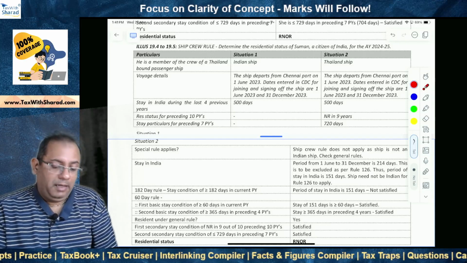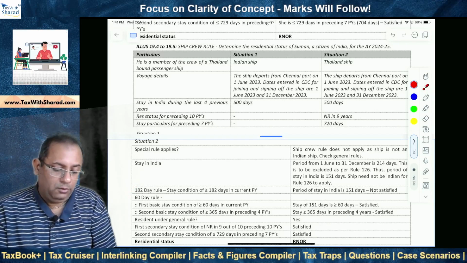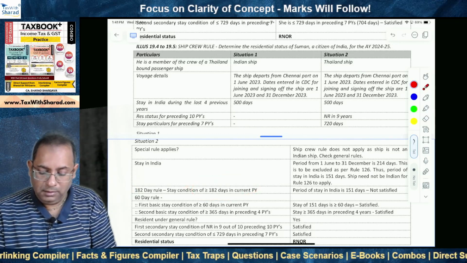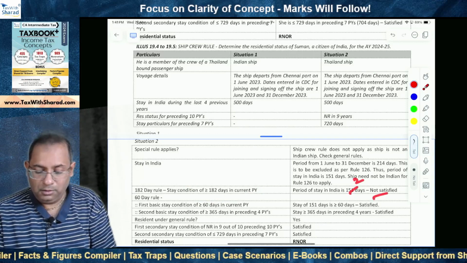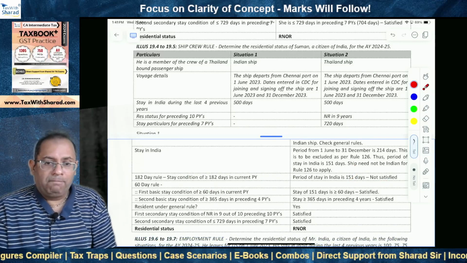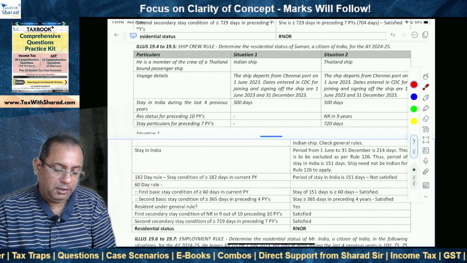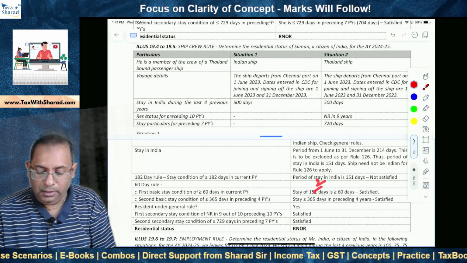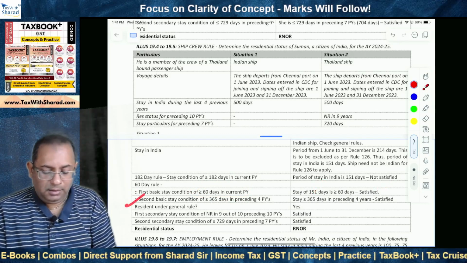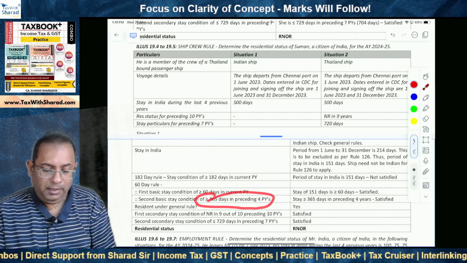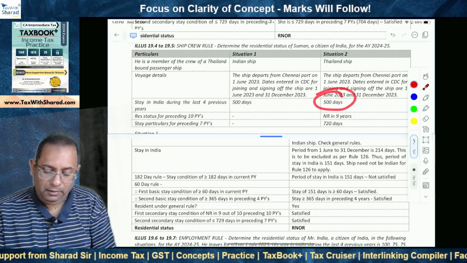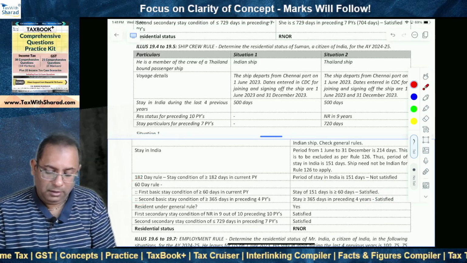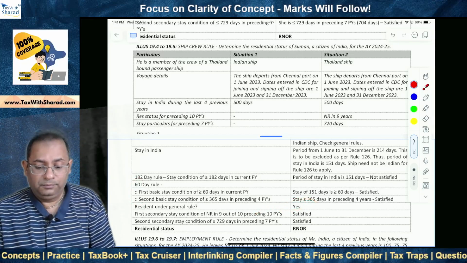Since the special rule does not apply, we are checking the general rule, and now we check the 182-day rule, under which the basic stay condition is 182 days or more in the current previous year. Since it is 152 days, this is not satisfied. So we move to the second rule, which is the 60-day rule, and there are 2 basic stay conditions. The first one is 60 days or more in the current previous year. Since it is 152 days, this is satisfied. The second condition is 365 days or more in the preceding 4 previous years, and here it is given 500 days. So this is also satisfied. Consequently, the 60-day rule is satisfied, and the person becomes a resident under the 60-day rule.